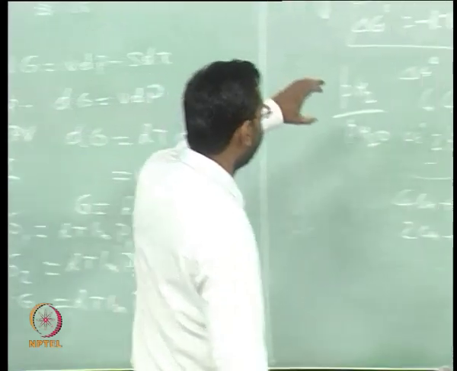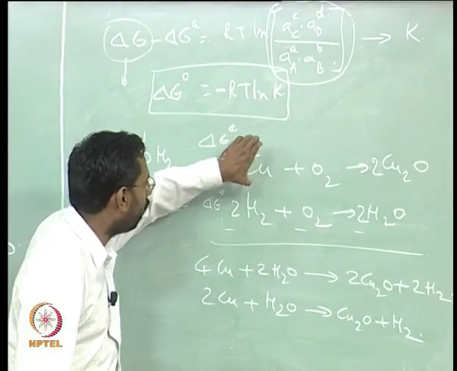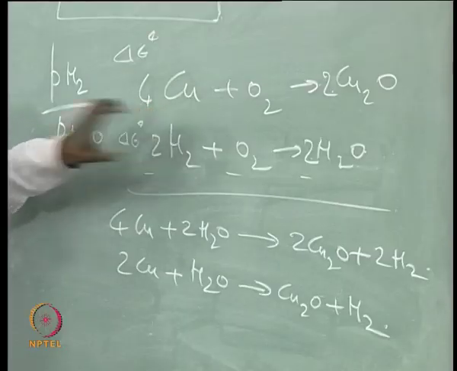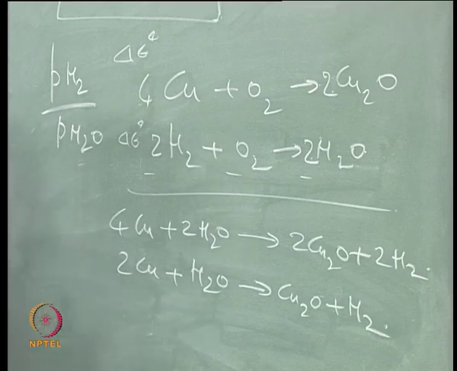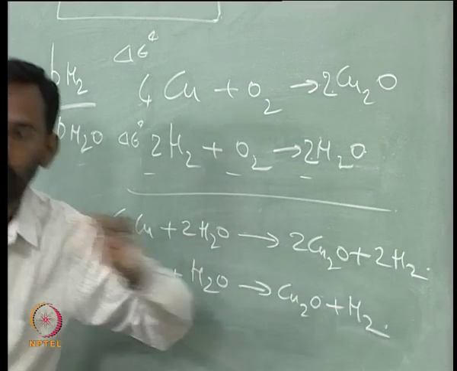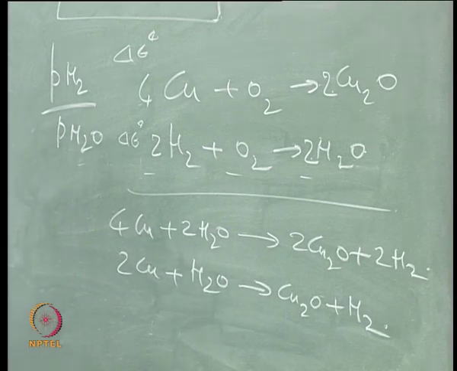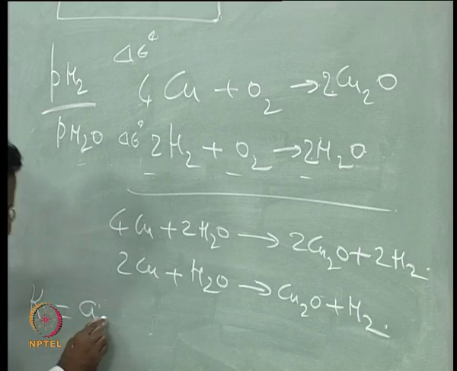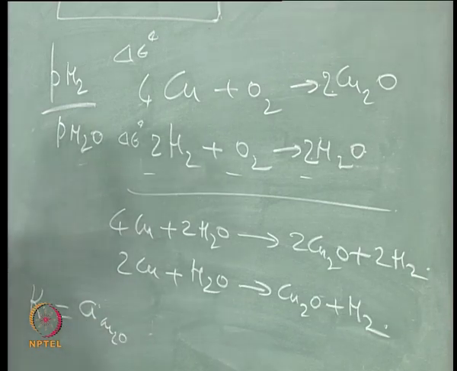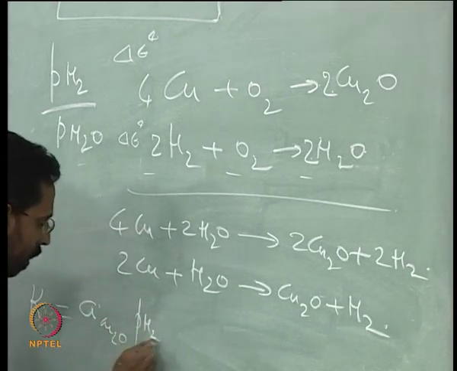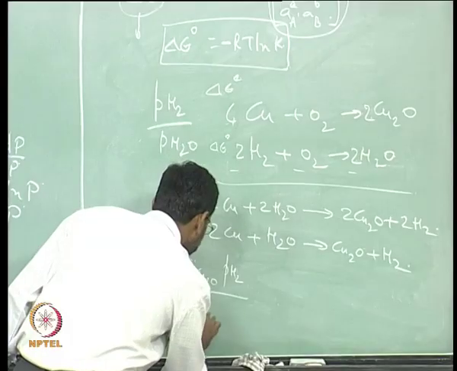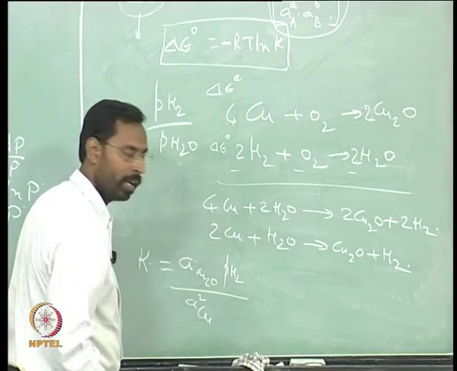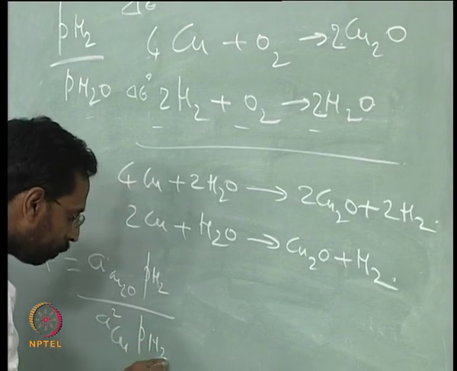So whatever delta G naught I am getting by subtracting the delta G naught of that from the delta G naught of this has to be divided by 2, so that you know the free energy change for this particular reaction. And for that reaction, if I now want to write down what K is, K is nothing but the activity of Cu2O into the partial pressure of hydrogen, divided by the activity of Cu squared and the partial pressure of H2O.